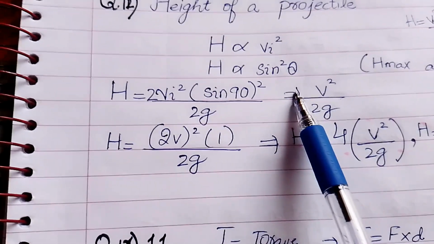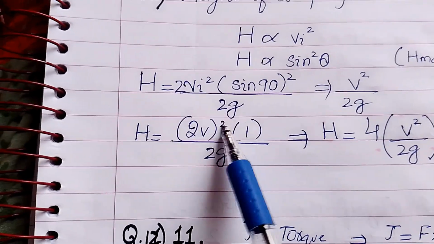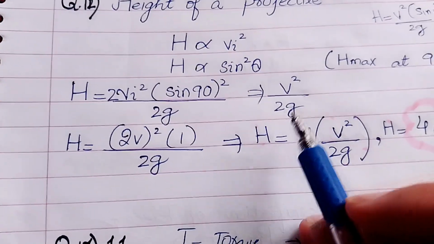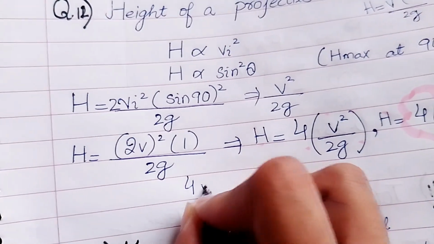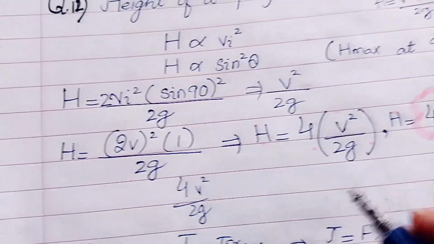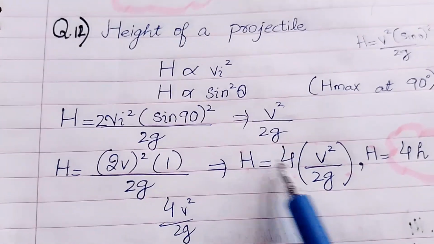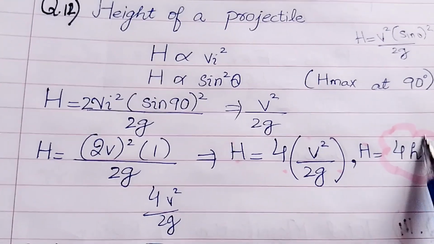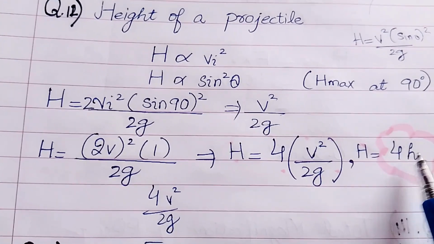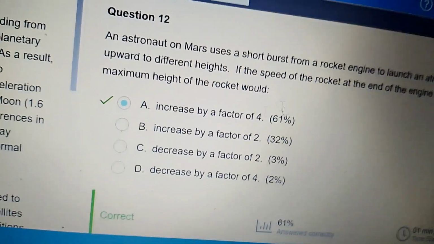As the question says, if we double the velocity, we will write (2v) squared divided by 2g, and this becomes 4 v squared divided by 2g. So the height is 4 times the maximum height, meaning it has been increased by a factor of 4. So we can mark option A, increased by a factor of 4.